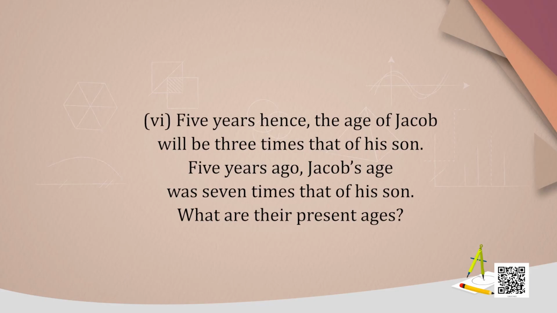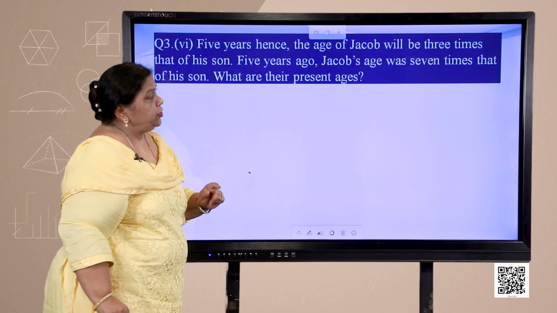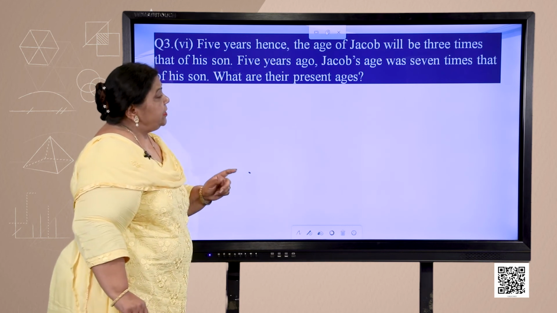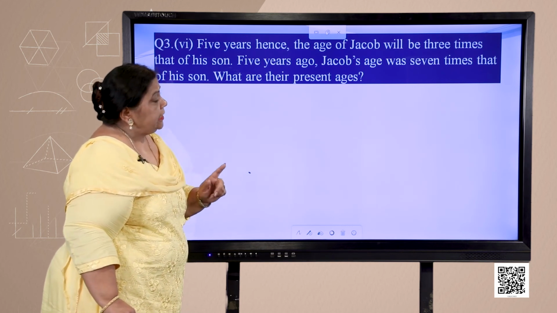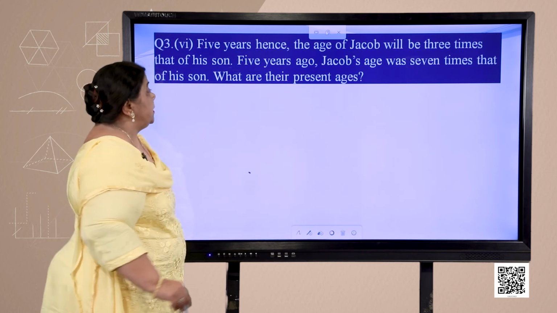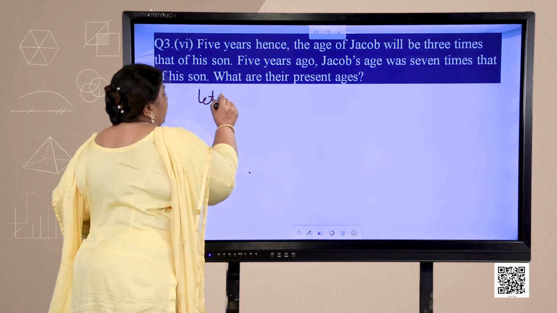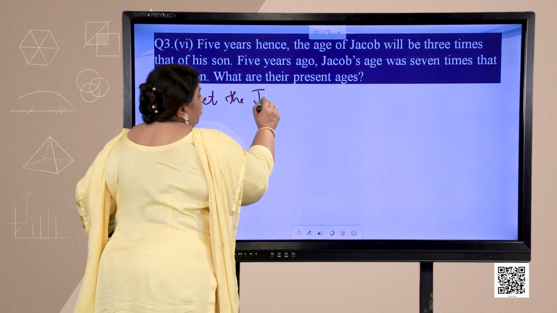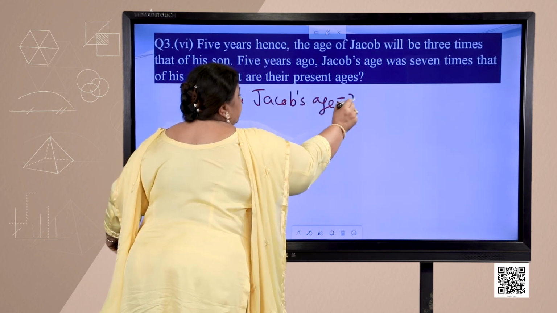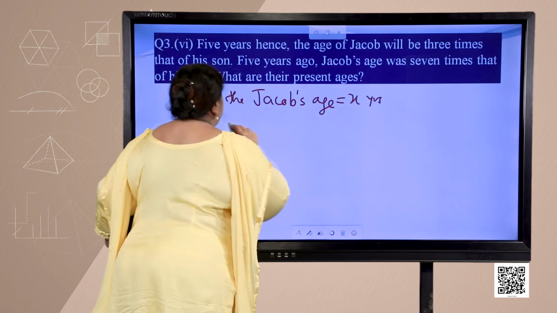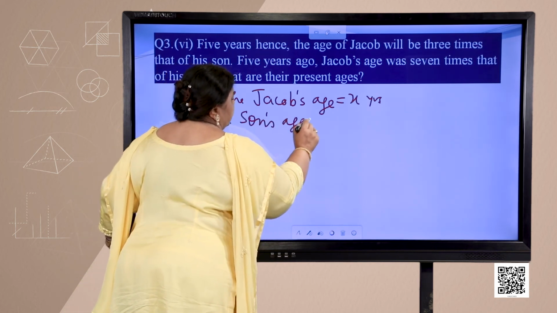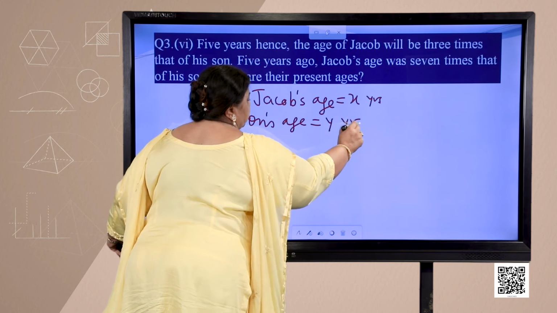In this, 5 years hence, the age of Jacob will be 3 times that of his son. 5 years ago, Jacob's age was 7 times that of his son. What are their present ages? Let us take Jacob's age as x years and his son's age as y years.